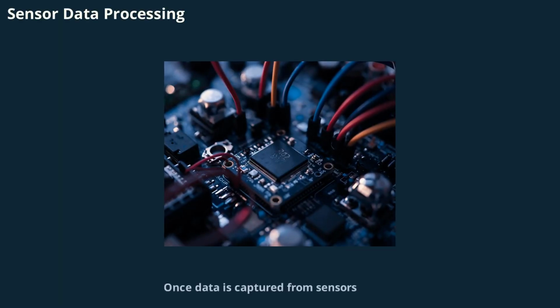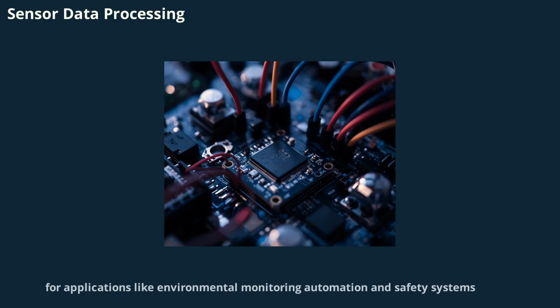Once data is captured from sensors, the microcontroller processes and analyzes it to make decisions or trigger actions. This real-time processing is essential for applications like environmental monitoring, automation, and safety systems. Efficient data handling ensures your system responds quickly and accurately to changing conditions.